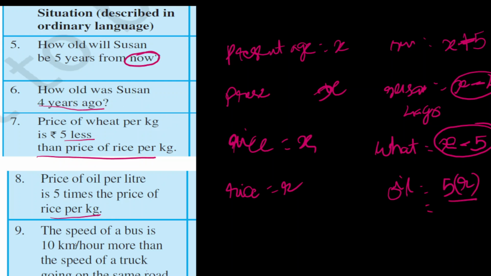The speed of a bus is 10 kilometers per hour more than the speed of a truck. We don't know either the truck speed or the bus speed, but if we know the truck speed, then we can say the bus speed also. So let's take the truck speed as x. Then the bus speed will be x plus 10.